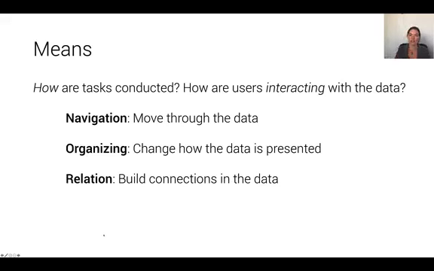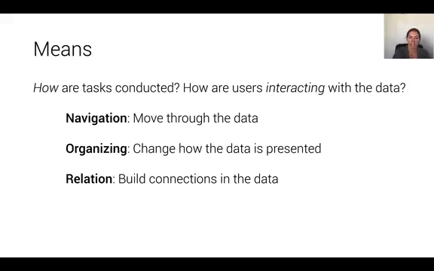The next set of questions that we ask about in a task elicitation are means. This is essentially, how is the task conducted? How are users interacting with the data? One quick caveat, interaction is a little bit overloaded here. This could mean the kinds of interactions that we talked about in Module 1, things like panning and zooming. It could also mean, how are people visually processing the information? The kinds of task elements that we typically see associated with means are things like navigation, organization, and relation.